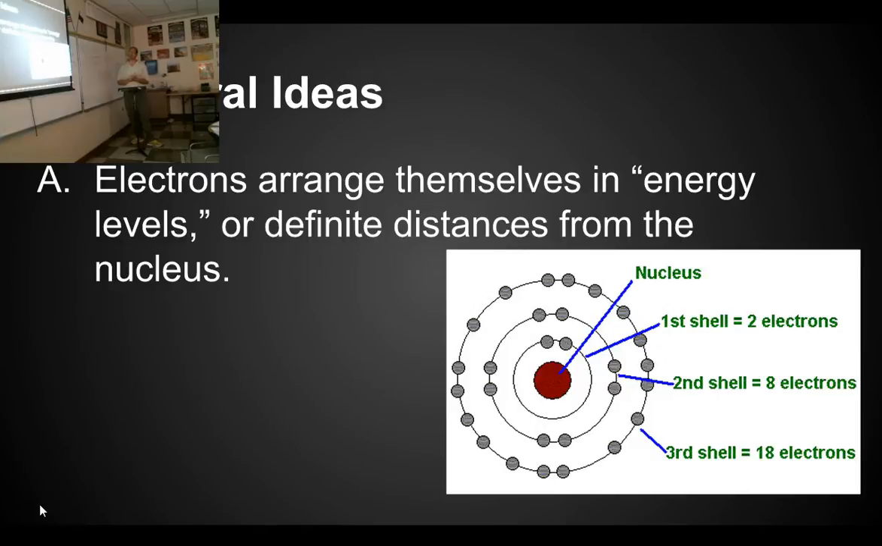Electrons arrange themselves at energy levels or definite distances from the nucleus. So this is one model of an atom. Our models have improved. We know now that they're not like layers of an onion, but it still helps you think about it this way. In the first energy level, which is closest to the nucleus, there are 2 potential electrons. And if there are 2 electrons in that energy level, that energy level is full.